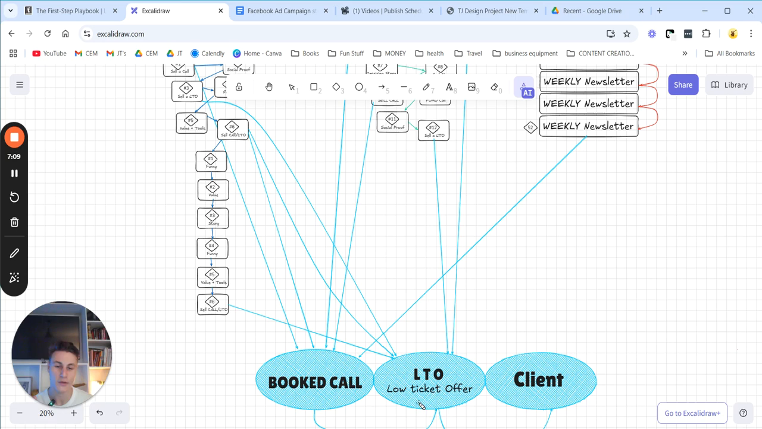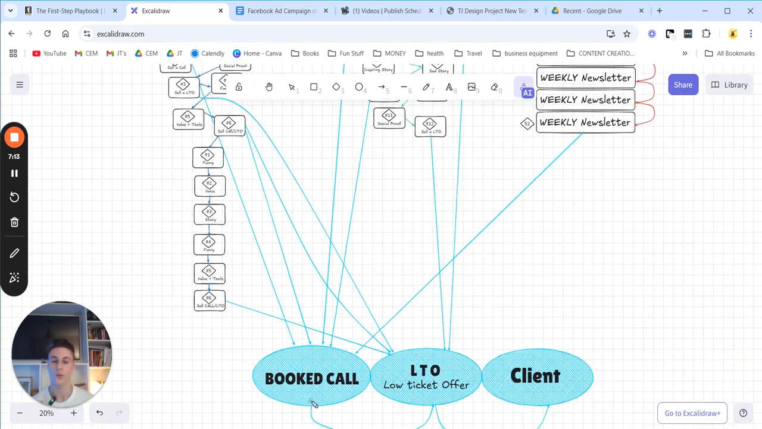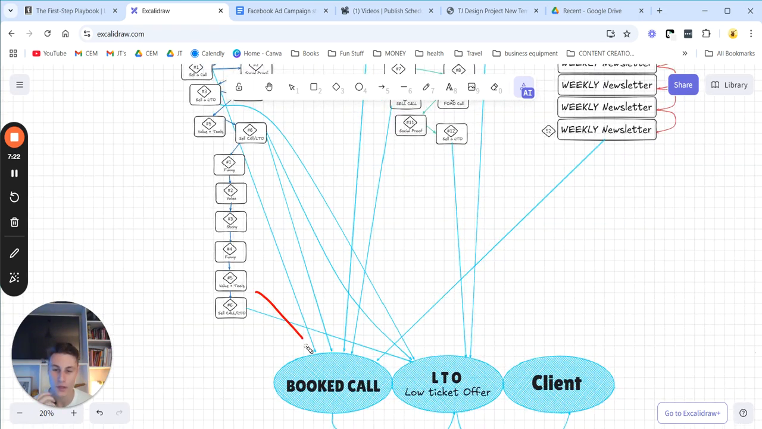So that's this section. Now, the clients that do want to buy from you, they will go to a book call, and this funnel provides them value, provides them entertainment, provides them stories, provides them trust, so that in the future, and there's various links to it, they can book a call.